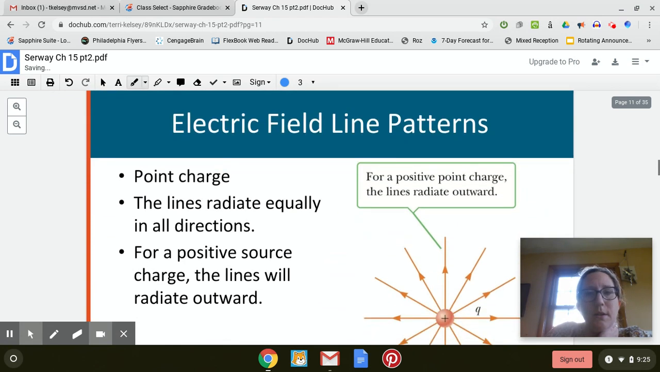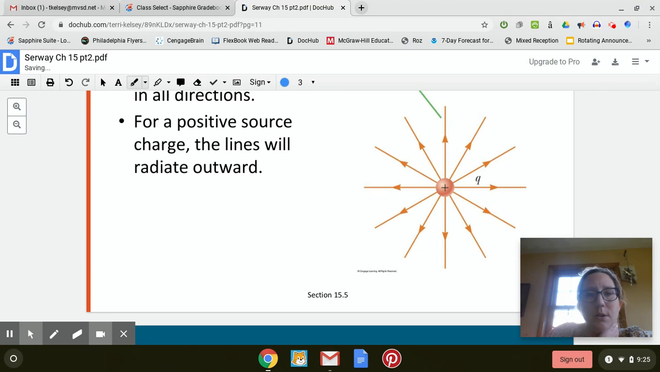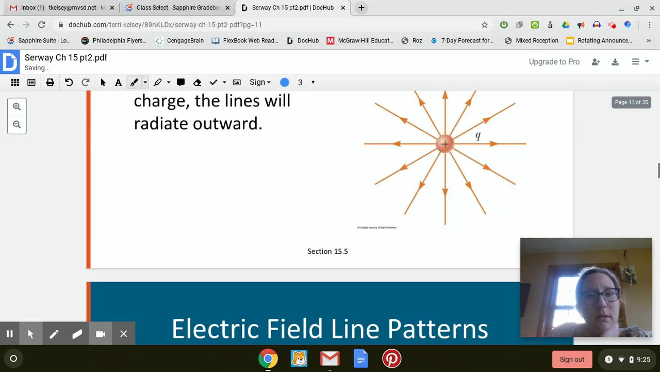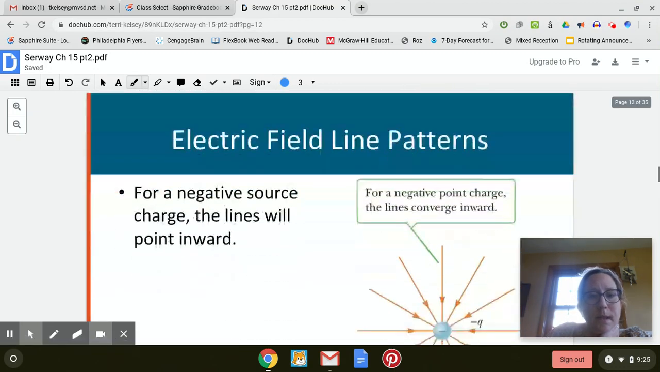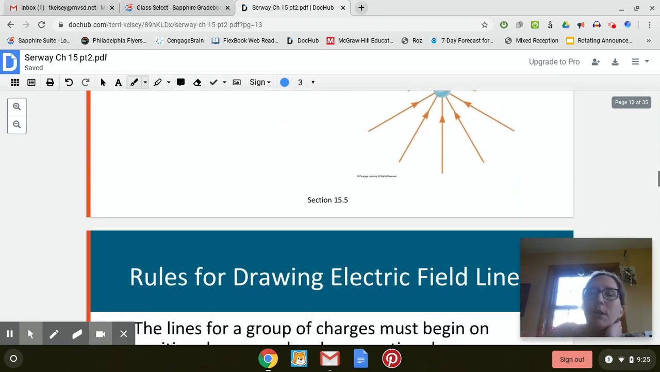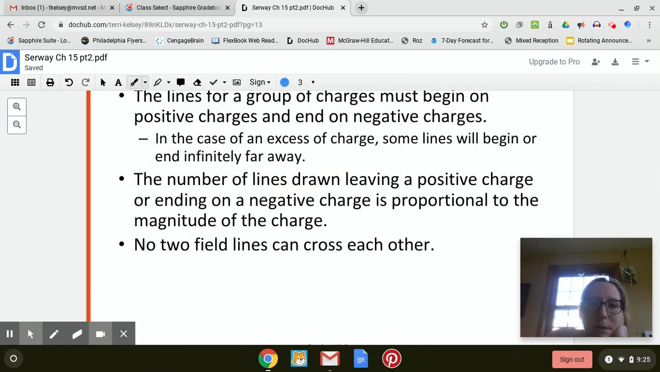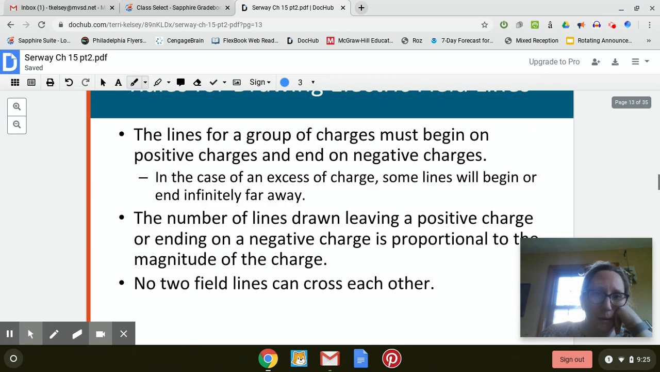Electric field pattern. Here's a basic positive charge. Notice that the arrows are going outward. And here's a basic negative charge. Notice that they're coming inward. We did that worksheet where you drew all those bizarre combinations, including capacitors or parallel plates. It always goes from positive to negative.